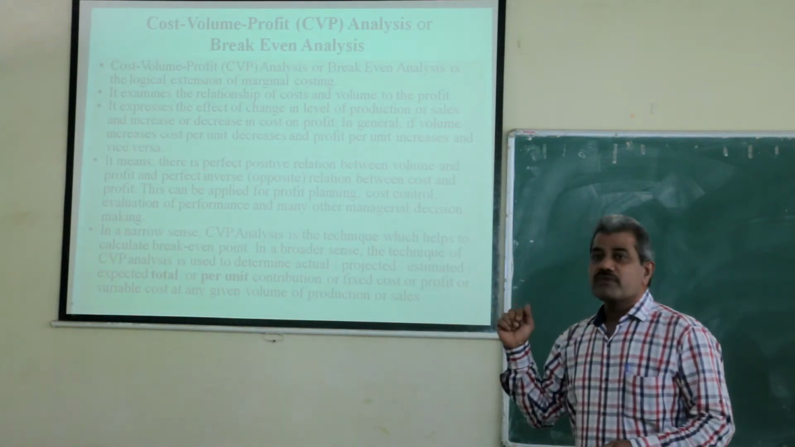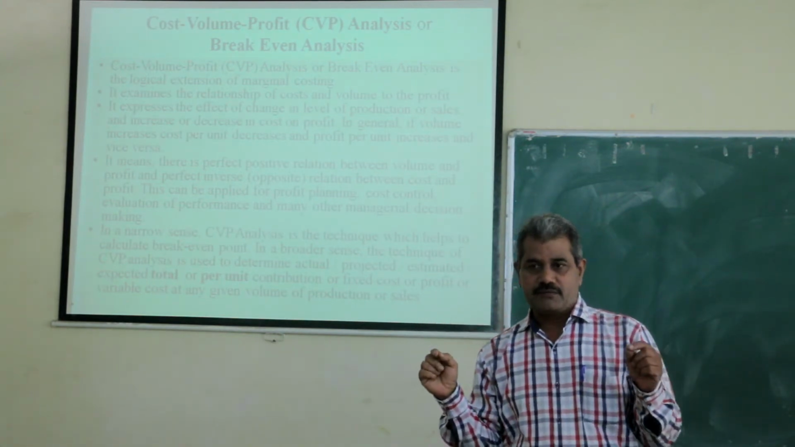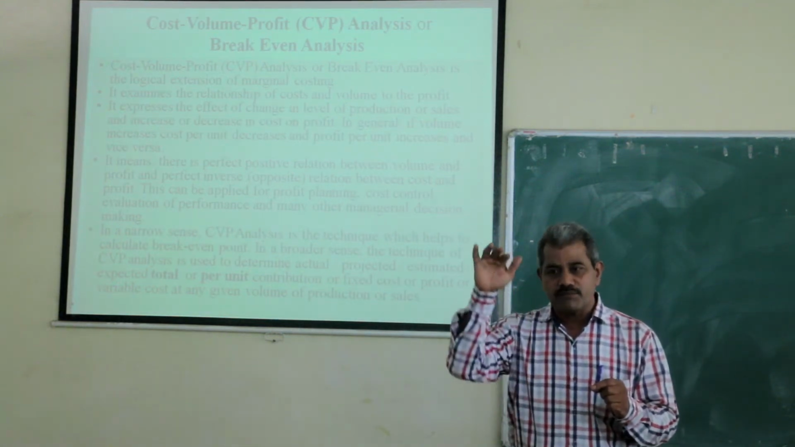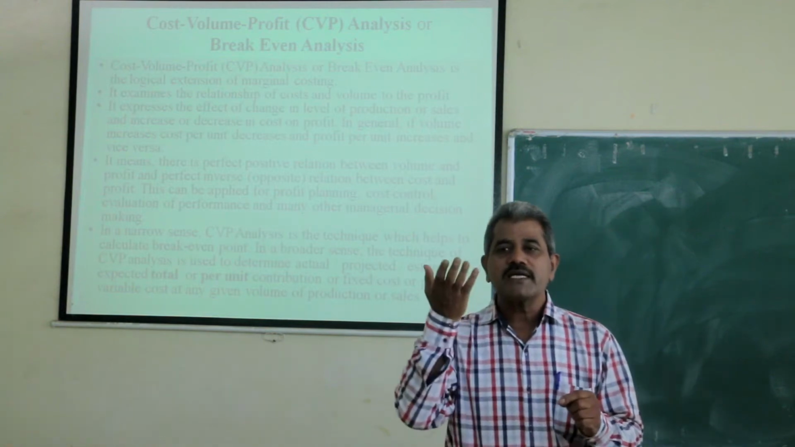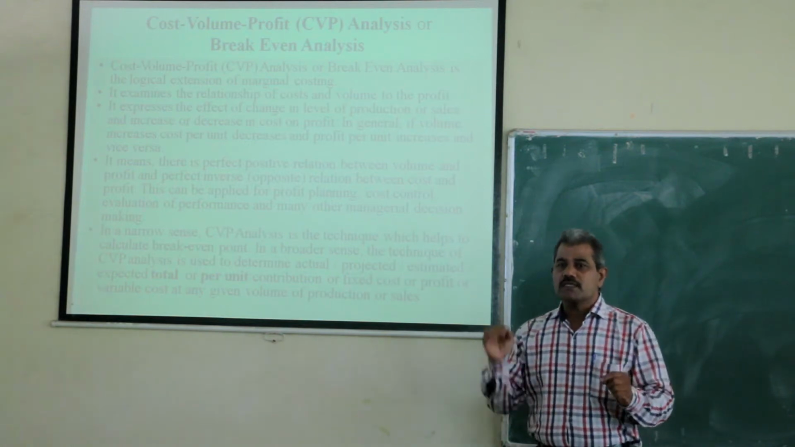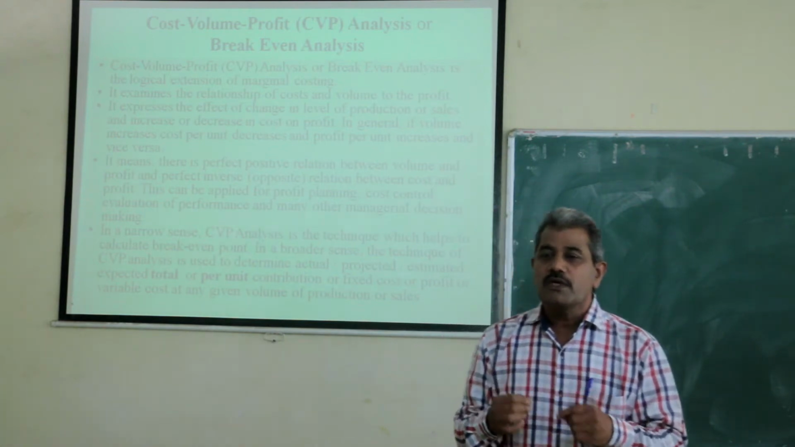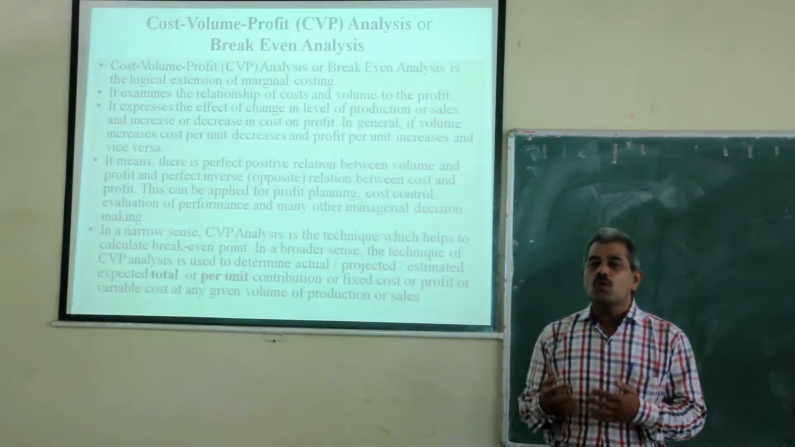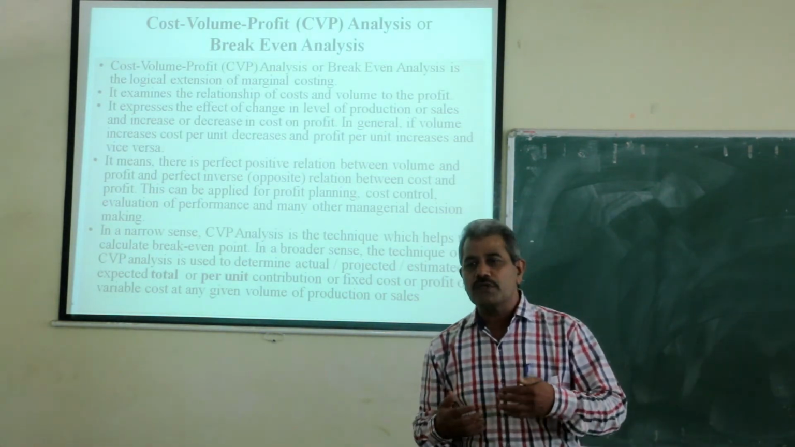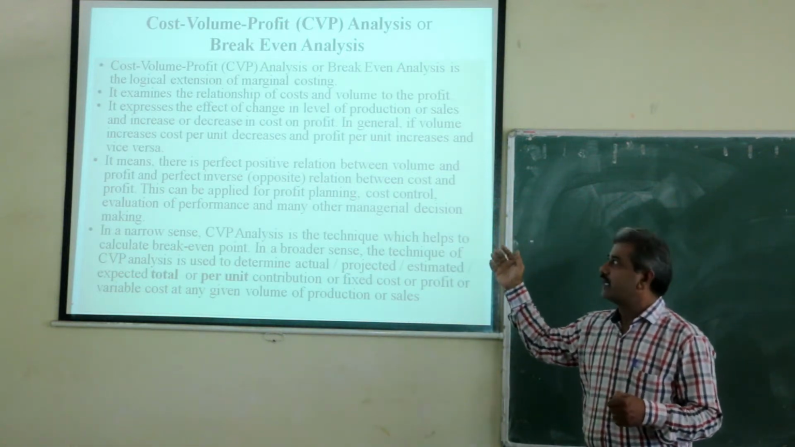Here you can see that cost, volume and profit are interrelated. As the cost increases, profit decreases. As the volume increases, profit increases. It means that cost, volume and profit are closely associated. So here we will try to understand the effect of an increase in the volume of output on cost and profit. This is cost, volume, profit analysis.